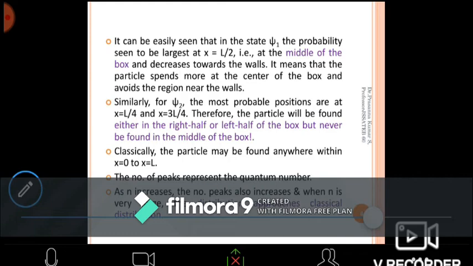You see that it is maximum at L by 2 for n equal to 1, and for n equal to 2 it is maximum at L by 4 and 3L by 4. But that is not the case for a classical object. As the state increases, n equal to 1, 2, 3, 4, 5, 6, etc., you will see more peaks. At n equal to 1 state, you get only one peak, at n equal to 2 you get 2 peaks, at n equal to 3 you get 3 peaks, and so on. So it represents the quantum number. As n increases, it ultimately reaches the classical distribution.